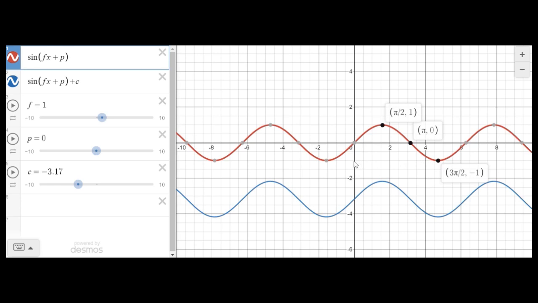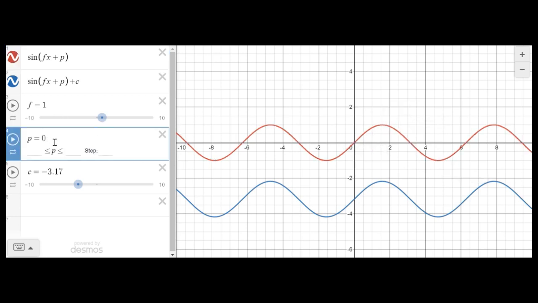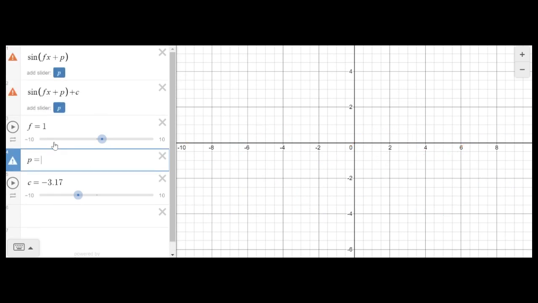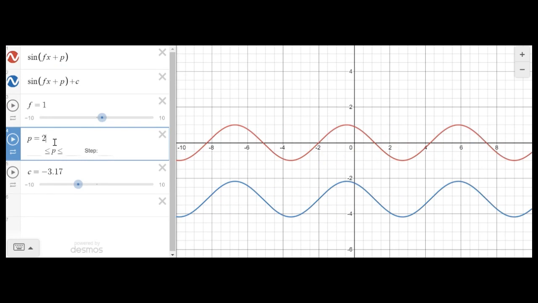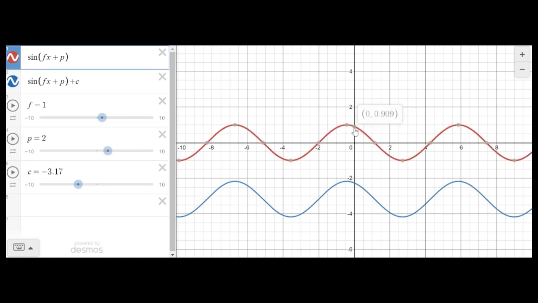This is one type of phase. Now let me change the phase. Let me introduce a phase difference. Now I've introduced a phase difference. When I introduce my phase difference, what happened? See, earlier at point 0, how much value was I getting? 0. But am I getting the same value now?